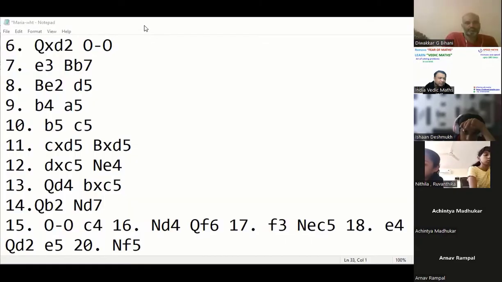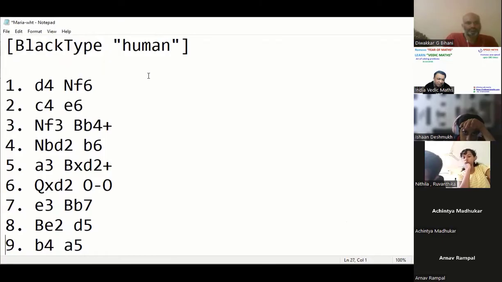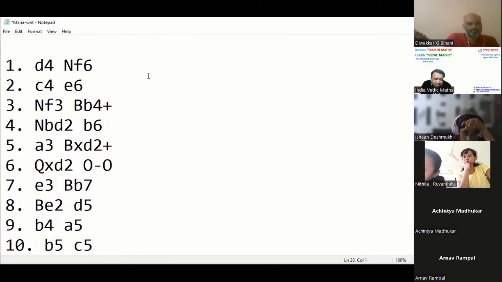So let's start with, say, Achintya. Achintya, are you seeing my screen? Yes, sir. What was white's move on the third move? Third move, Nf3, knight to f3. Knight to f3. What is the 7th move of the black? Bishop to b7. What is the 6th move of the black? Castling. Short castling. Nice.